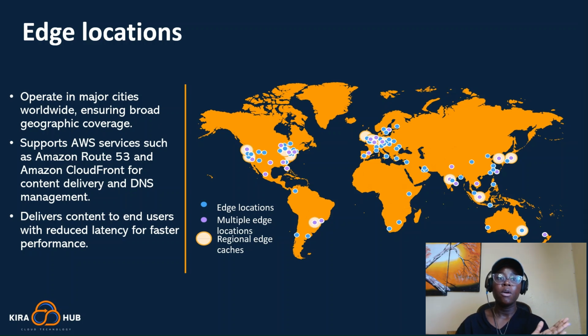So we have edge locations, multiple edge locations, for example, those in purple, and we also have the regional edge caches, which are used when you have content that is not frequently accessed enough to remain in an edge location. Regional edge caches absorb this content and provide an alternative to the need to retrieve that content from the origin server. So one common use case for edge locations is to just serve content closer to the customers.